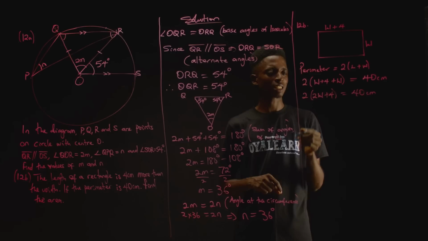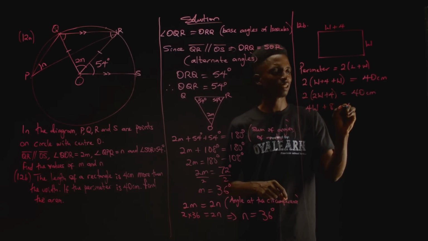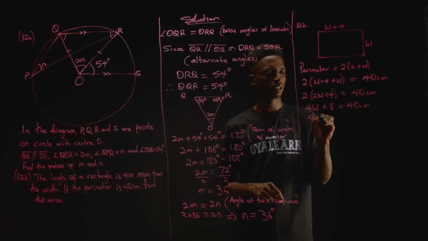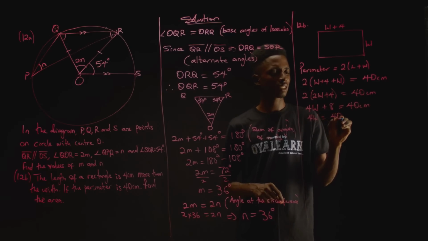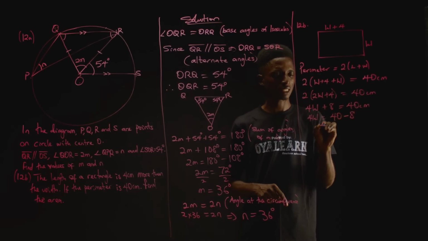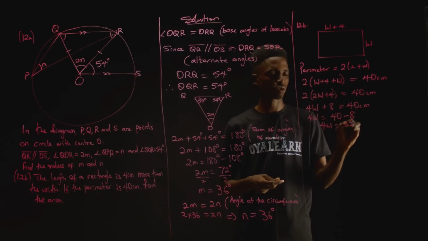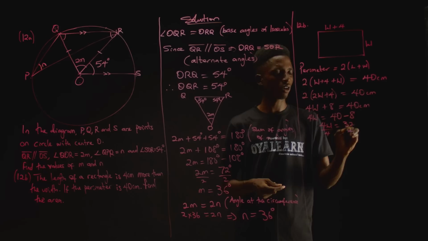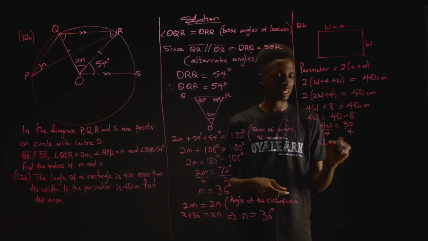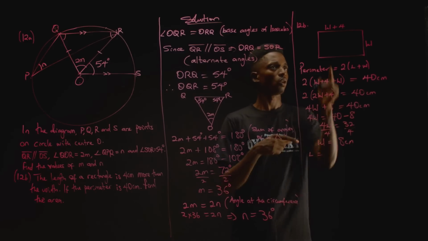Now when we expand this, we'll have 4W plus 8 equals 40 centimeters. So 4W equals 40 minus 8. So that is 4W equals, now when we subtract 8 from 40, we get 32. So dividing both sides by 4, the width is therefore going to be 8 centimeters. So our length is therefore width plus 4.